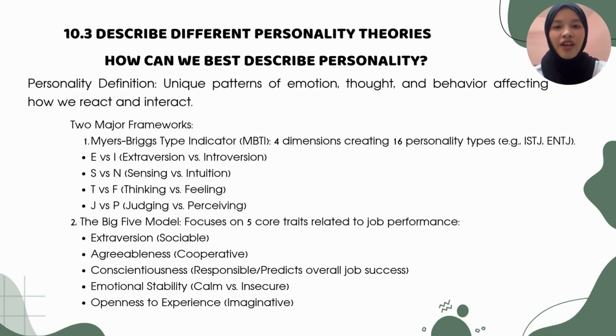Second, and highly backed up by predictive research, is the Big Five model. The Big Five model focuses on a spectrum of five core traits directly tied to actual job performance. These include extroversion for sociability, agreeableness for cooperation, emotional stability to see how calm or insecure someone is under pressure, and lastly, openness to experience, which measures imagination and adaptability to change.